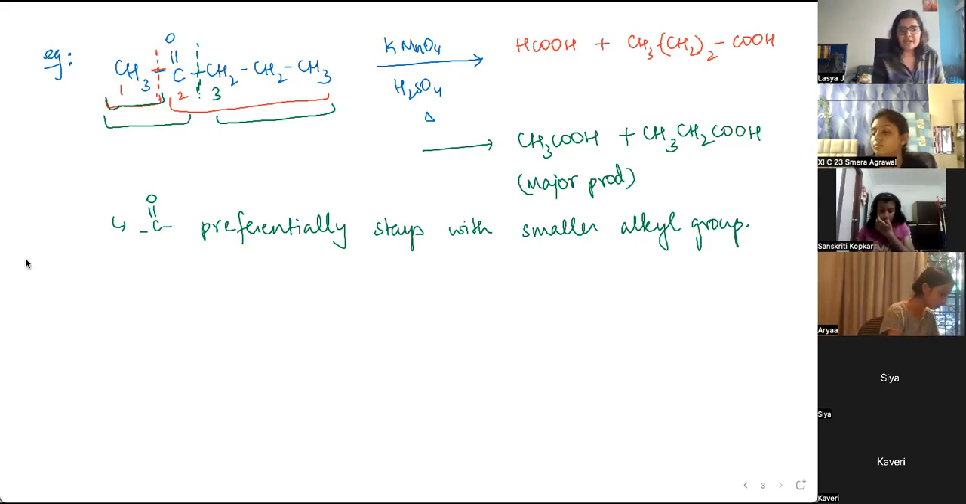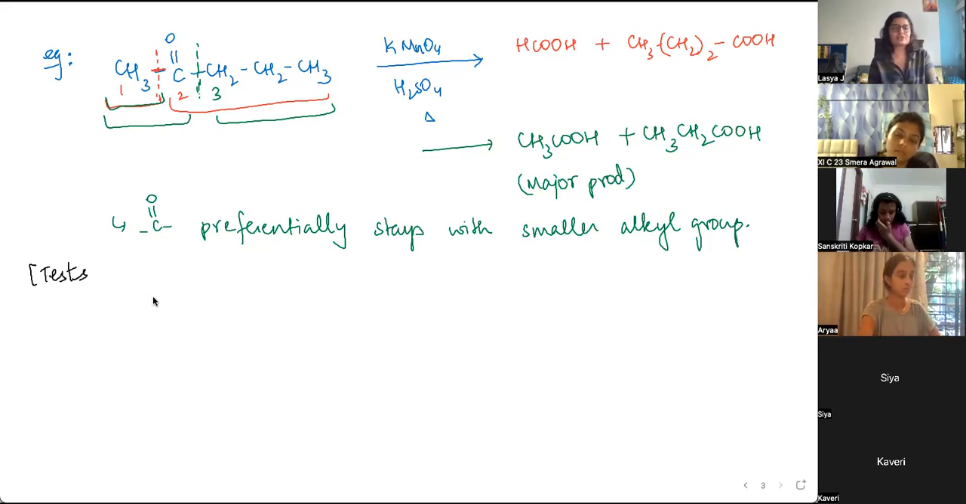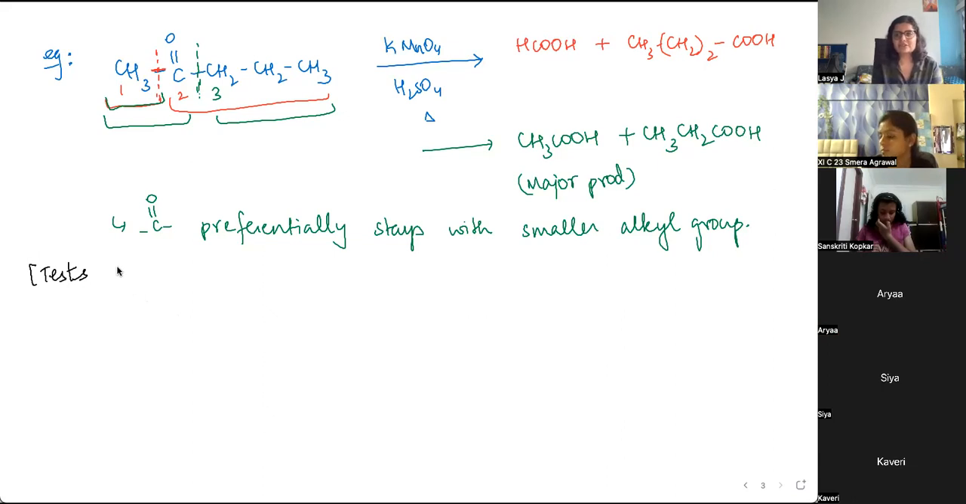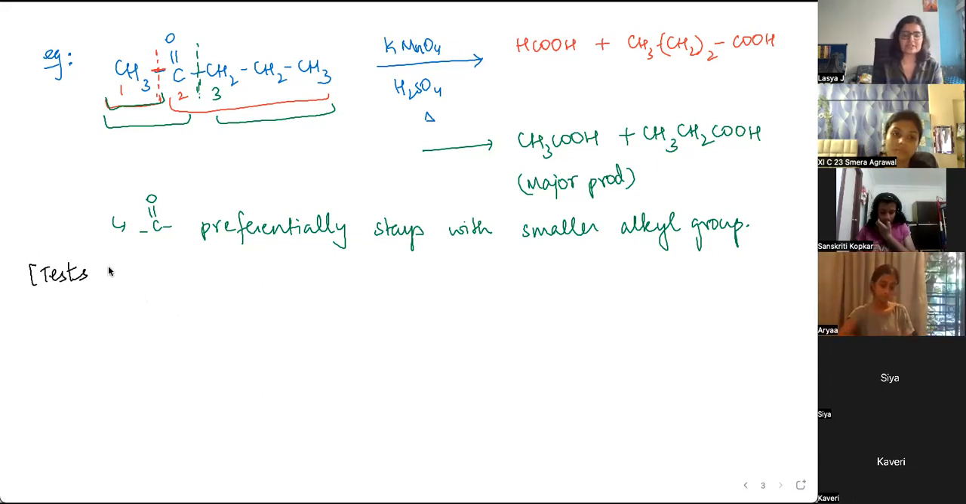So the next set of reactions are all oxidation reactions only, but they are also used as tests for aldehydes, mainly aldehydes versus ketones. So there are different tests for aldehydes and ketones. Okay. So out of these, the first one we'll talk about is Tollens test.